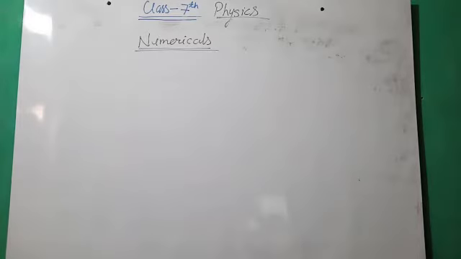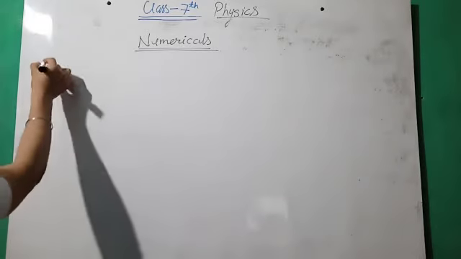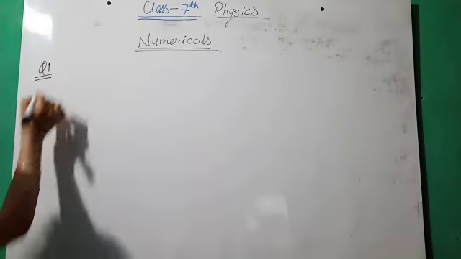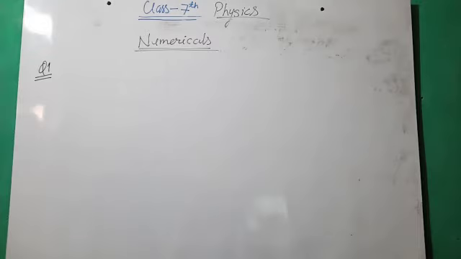Question first: a car covers a distance of 160 km between two cities in 4 hours. What is the average speed of the car? Okay, question number first on average speed. Average speed equals total distance covered upon total time taken by a body or vehicle.